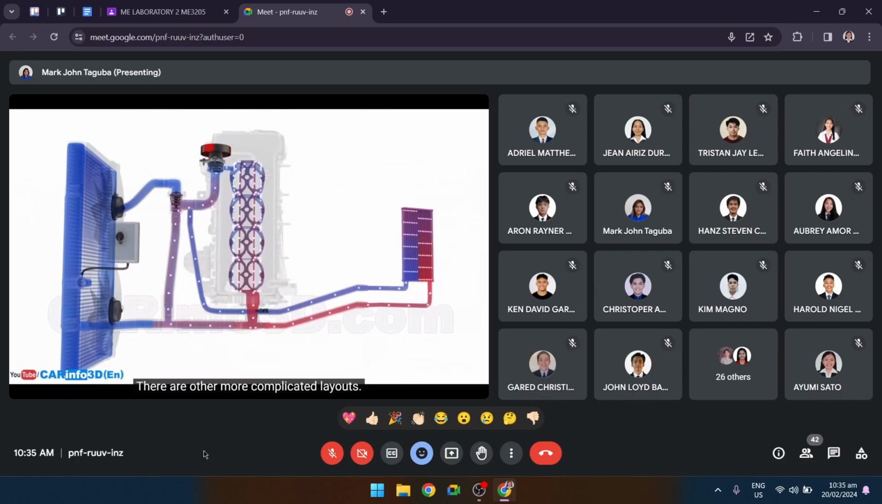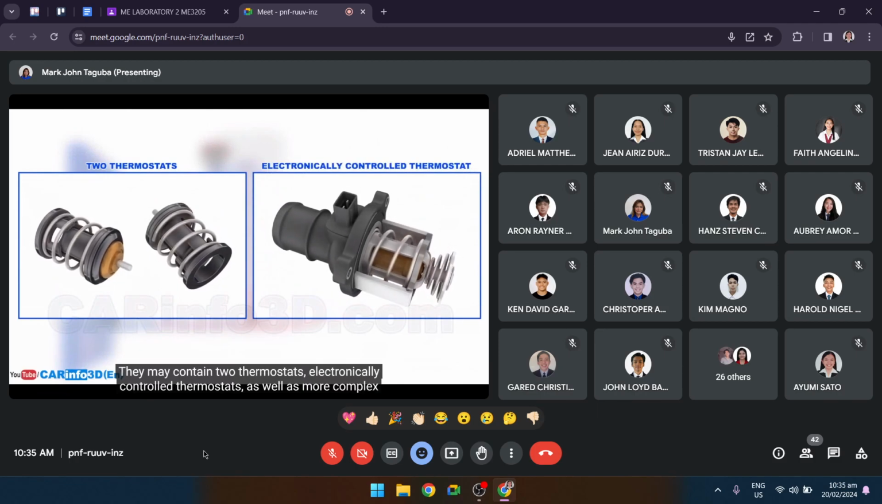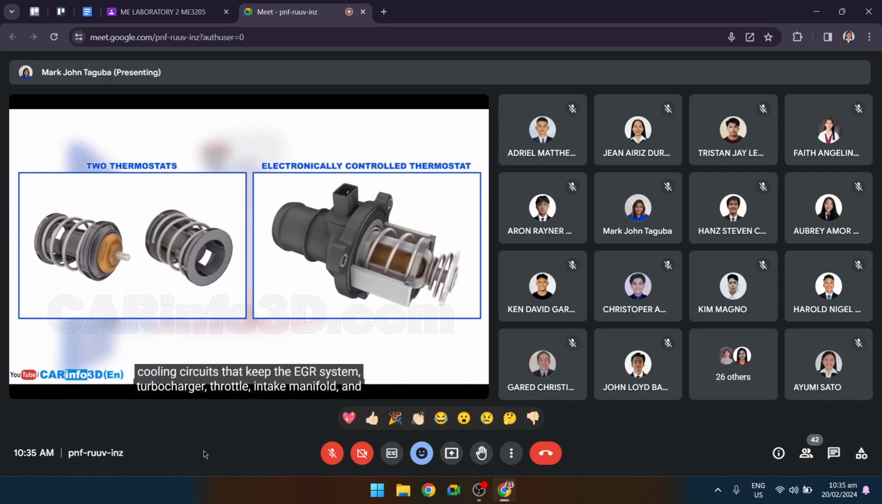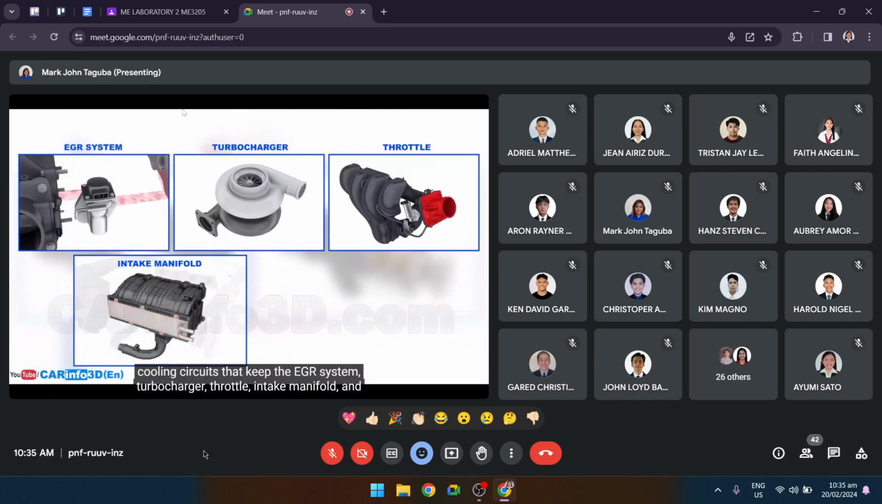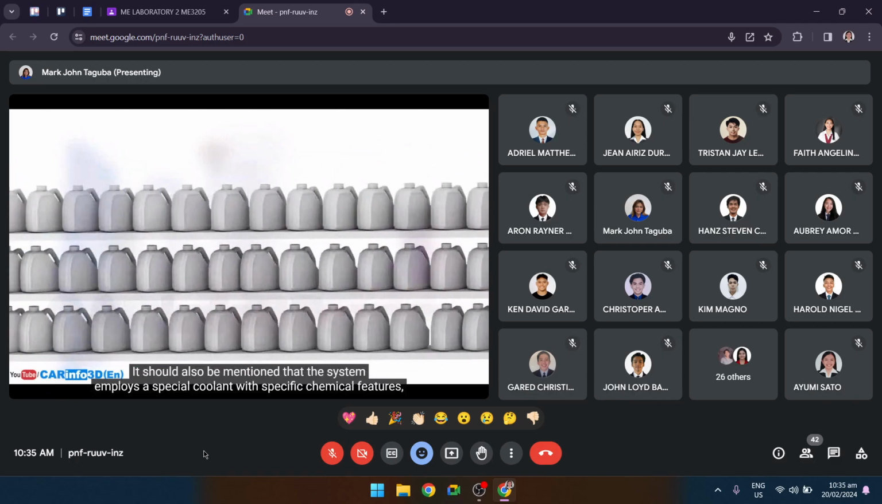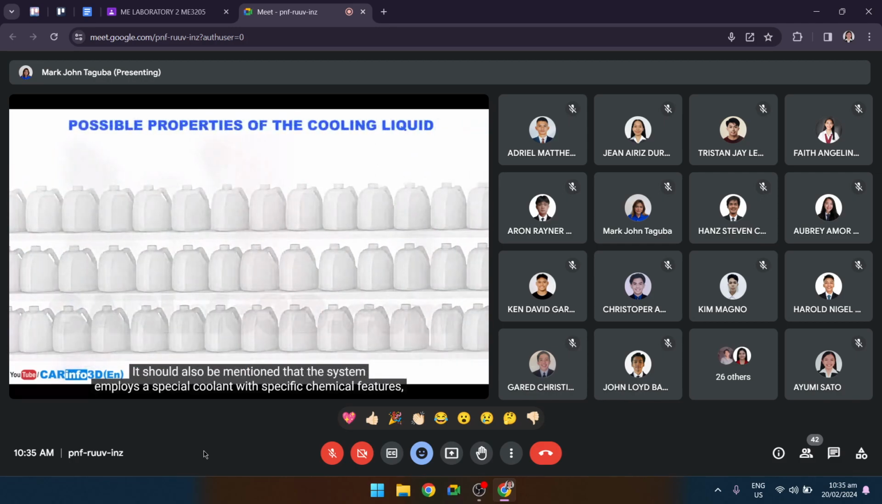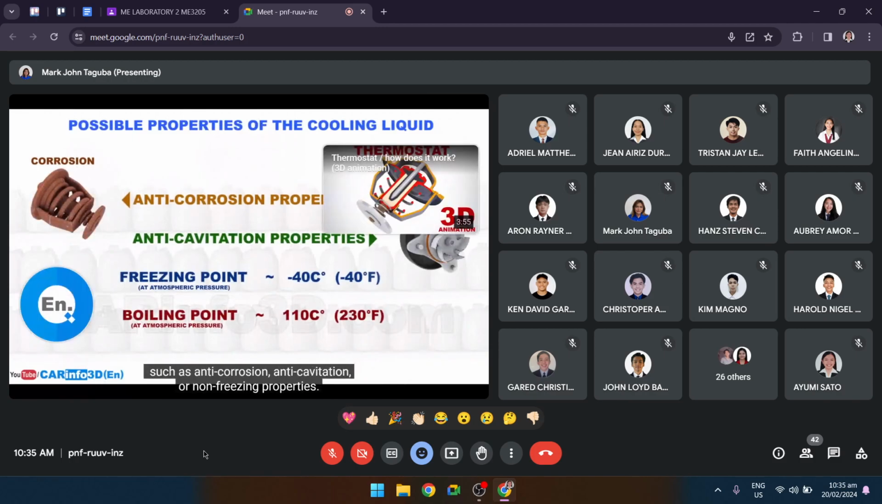There are other, more complicated layouts. They may contain two thermostats, electronically controlled thermostats, as well as more complex cooling circuits that keep the EGR system, turbocharger, throttle, intake manifold, and automatic gearbox oil at the appropriate temperature. It should also be mentioned that the system employs a special coolant with specific chemical features, such as anti-corrosion, anti-cavitation, or non-freezing properties. This concludes our review.